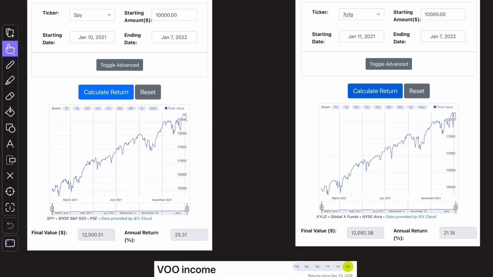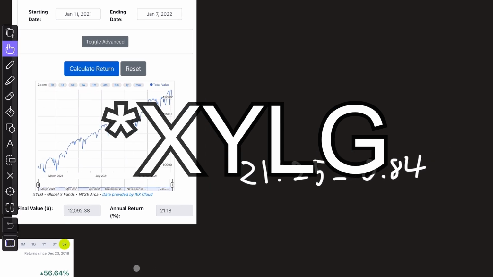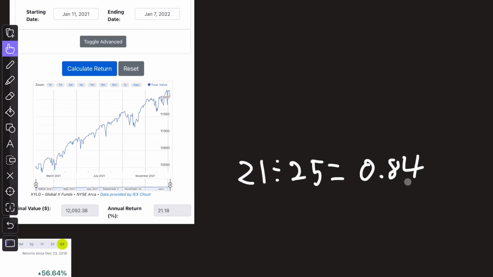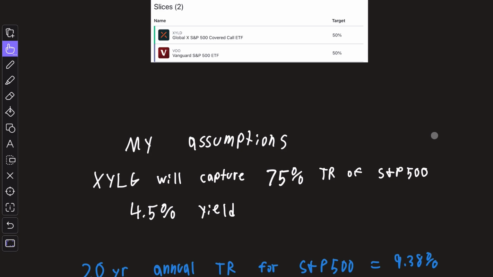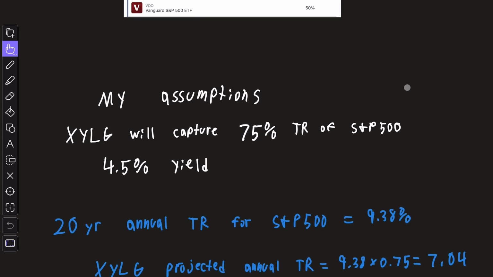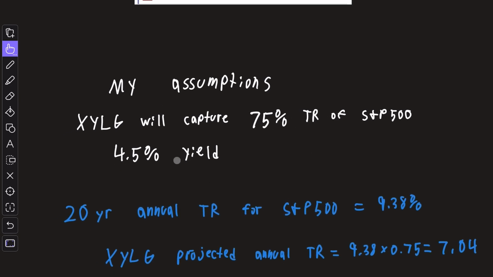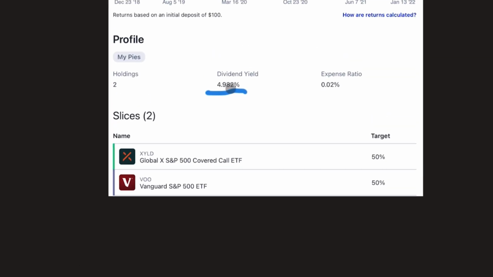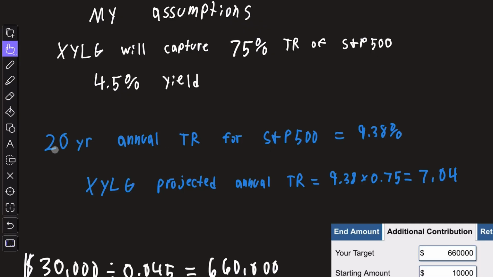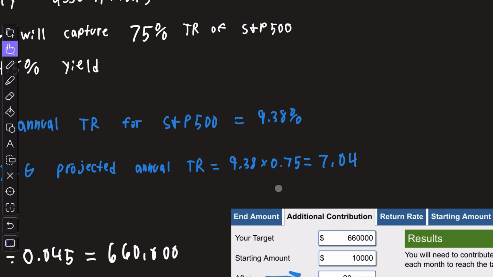And coming back up to the example of this past year, XYLG captured 84% of the growth of the S&P 500. So here I'm going to use a few more assumptions. I'm going to assume that XYLG in the future is going to capture 75% of the total return of the S&P 500 and have a dividend yield of 4.5%, which is a little bit less than what it is right now. So as we saw, the 20-year annual total return of the S&P 500 was 9.38%. So for XYLG, 75% of that is an annual return of 7.04%. So that's the rate of return we're going to use.